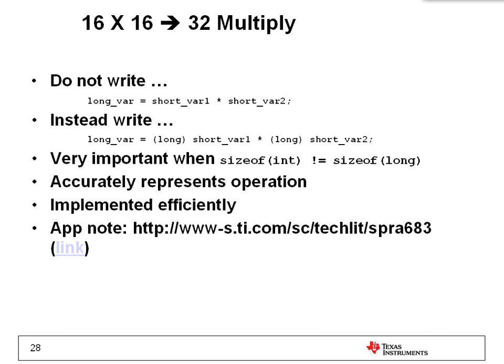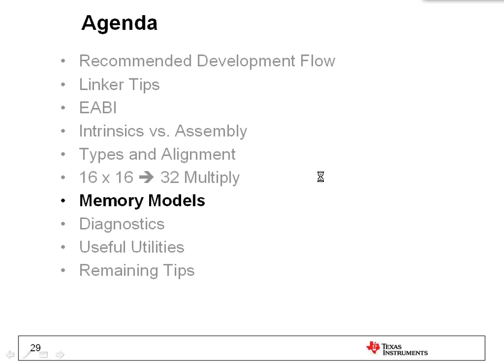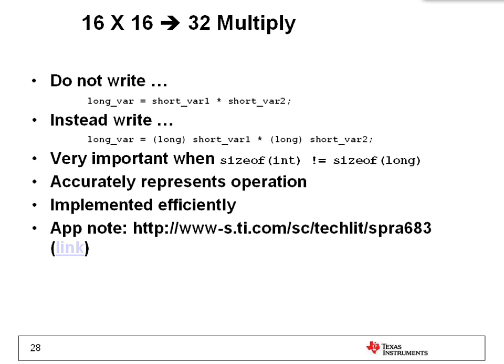I don't have time to break it down for you, but I will tell you that if you write it the second way right here, it's going to do what most people expect. This is particularly important on the processors where size of int is not equal to size of long. So C5000, C28, things like this. This second way of writing it accurately represents the operation you're trying to carry out, and it is implemented efficiently. There's not an out-of-line call to a runtime support routine or anything like that. If you want to know all the details on this and why it works this way, there's an app note about it right there, SPRA683.